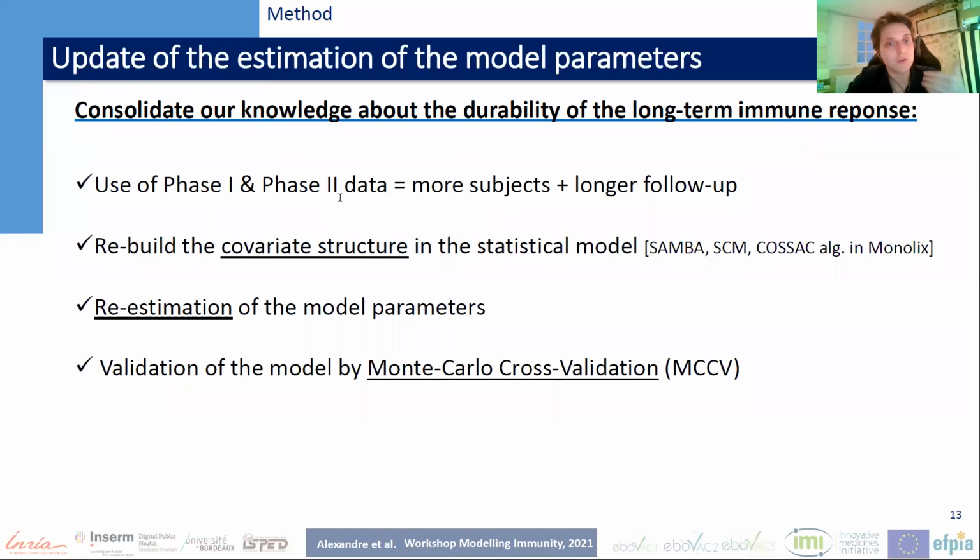And then the second part of the work consisted in updating our knowledge about the longevity of the long-term immune response using more subjects and longer follow-up. To do this, we use all the phase 1 and the phase 2 data. First of all, we validated and updated the covariate structure in the statistical model. In particular, we used several algorithms already implemented in the software Monolix, such as the algorithm SAMBA, SCM, and COSSAC. Then, once we updated the covariate structure, we re-estimated the model parameters using all the data. And finally, we validated the model process using a Monte Carlo cross-validation approach.